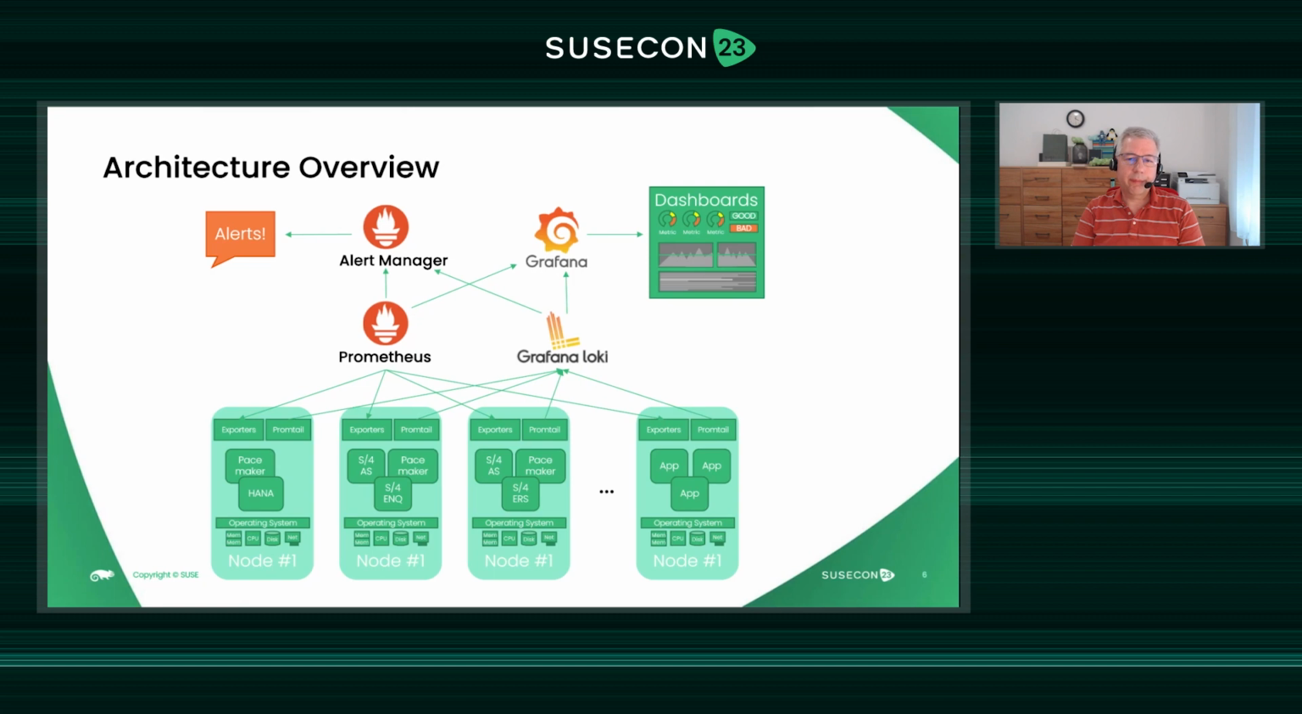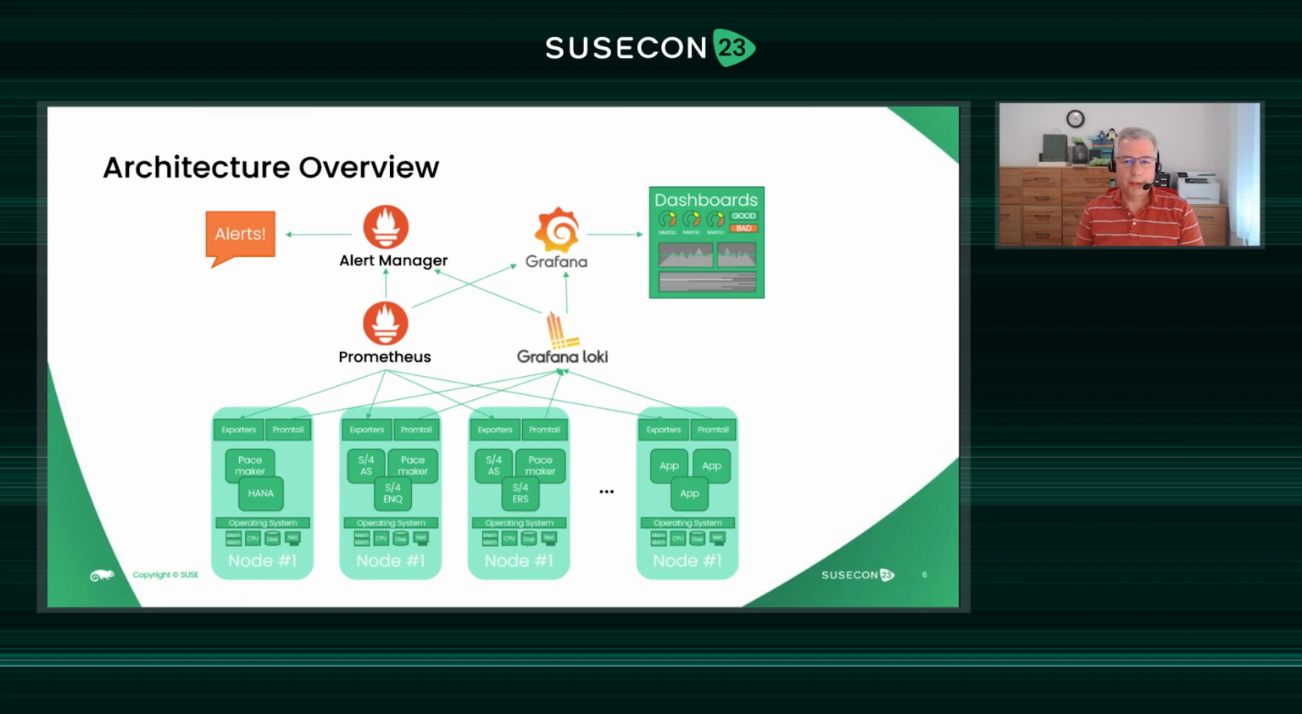Then Grafana you can use to query this data and put in nice dashboards for visibility, to be able to drill down into problems, as we will see later. And then on the other side, the alert manager, which is actually part of Prometheus, allows you to get notified when things get out of control, when things happen that you want to be informed about. So this is the very high level architecture of a monitoring system.